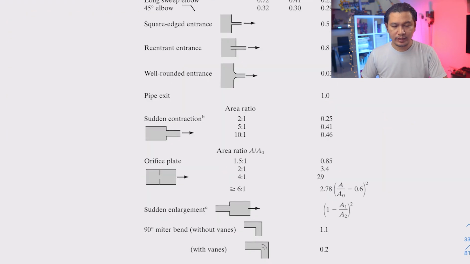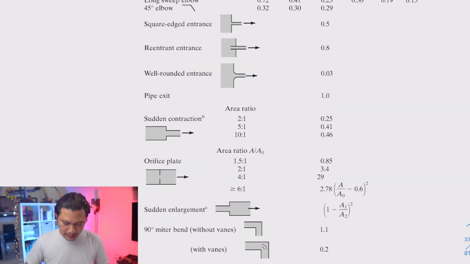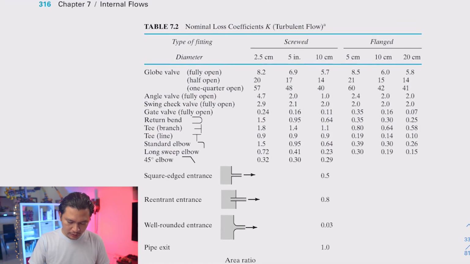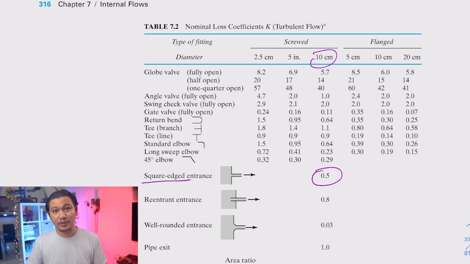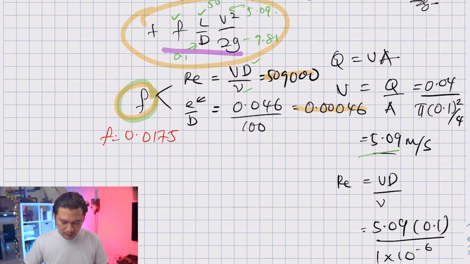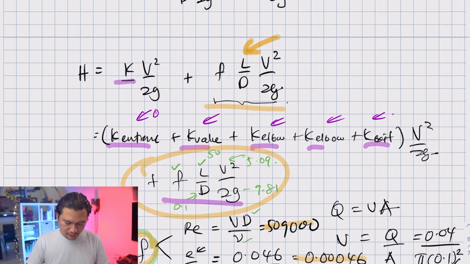Remember, we are looking for the entrance flow. And I believe that entrance flow is here. This is a square edge entrance, similar to our problem, and the K is 0.5. Conveniently, it is listed under 10 centimeter or 100 millimeter. Of course, when you go to work in industry, it's not going to be as easy as this. But for now, let's just take K equal to 0.5 and go back to our note. So K here is 0.5.